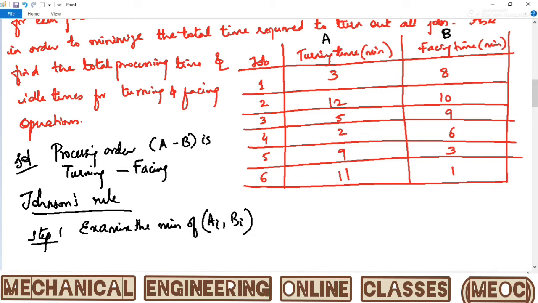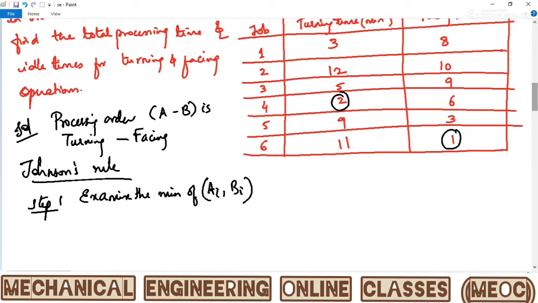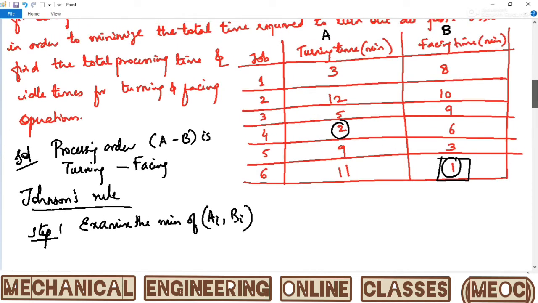This is the B, facing machine. Alright, so we have to examine the columns. In the A column, the minimum is 2. In the B column, the minimum is 1. So according to Johnson's rule, here, the minimum in all these times is 1. This is the minimum of all the times. Then, because this minimum is coming on the second machine, it should go last on the first machine.